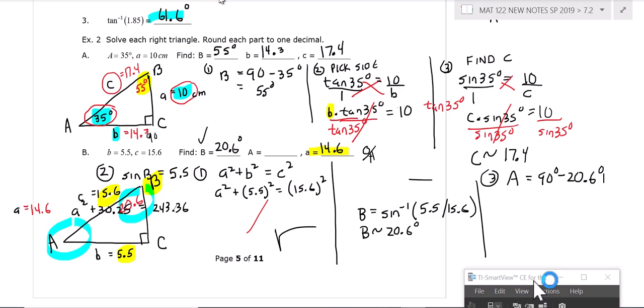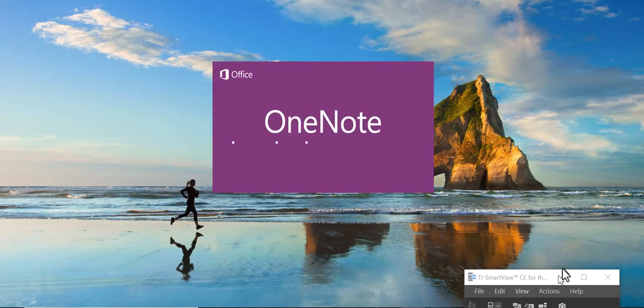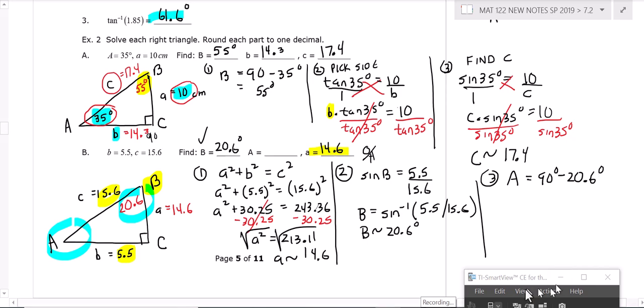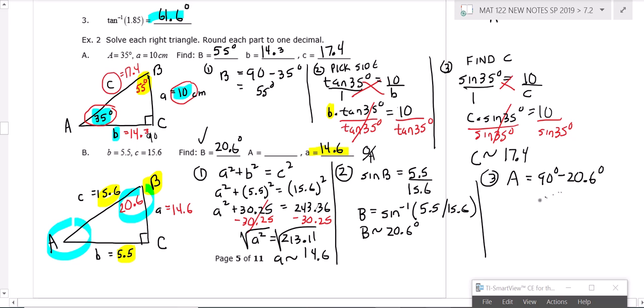Okay, what's going on? Something's messing up on OneNote. Like I told you, it crashes a lot, so let me open it up again. Okay, so we said that was 69.4. And then that finishes up the problem for us. So now we've got the triangle solved. We found the other three parts of the triangle.